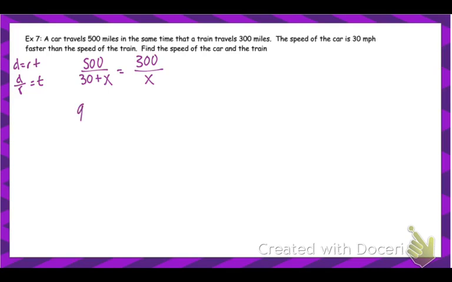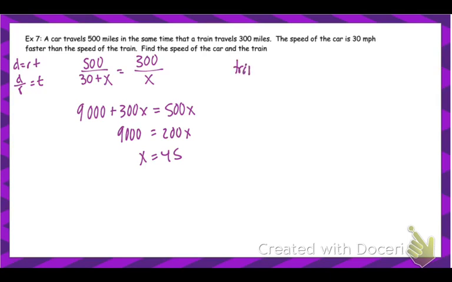So I get 9,000 plus 300x equals 500x. So I get that x equals 45. And again, in this case, x is the slower speed, which is the speed of the train. So the train is traveling 45 miles per hour, and the car is traveling 30 miles per hour faster, which is 75 miles per hour.